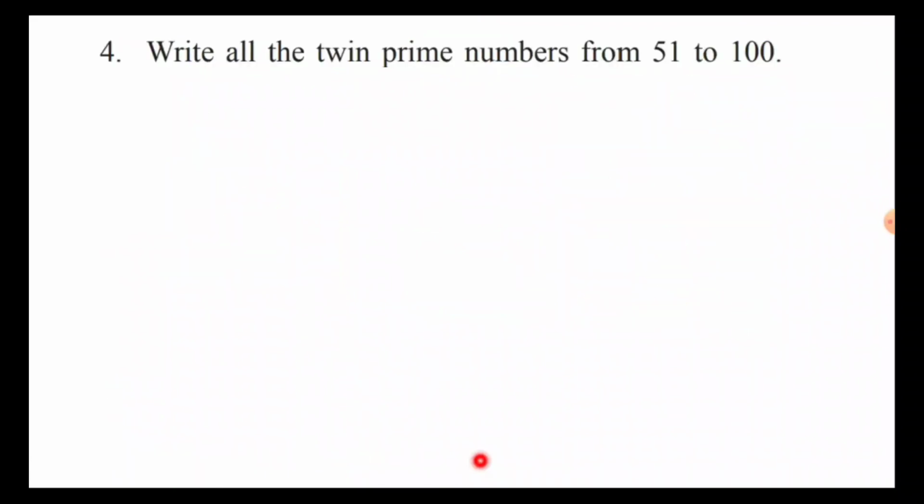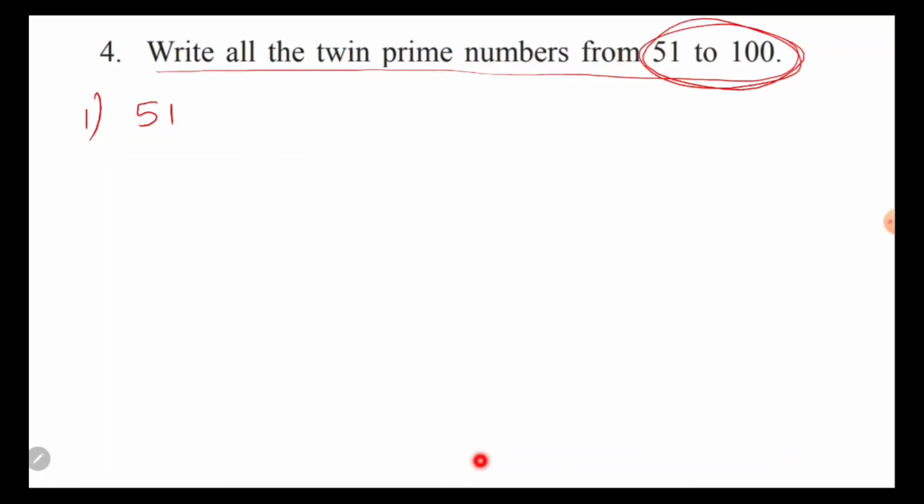Okay, now the fourth question is write all the twin prime numbers from 51 to 100. Okay, again this is a very big question again. So what I'll be doing, मैं आपको एक दो example करके बताता हूँ, then further you will be continuing. Okay, this is what 51. Okay, so 51 and 52 is not a prime number. Next prime number will be 53. Okay, now these both are what, prime numbers.